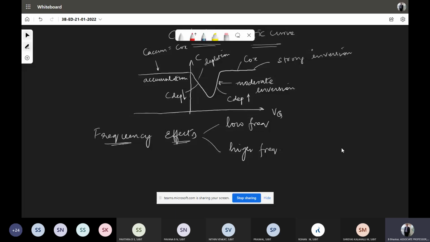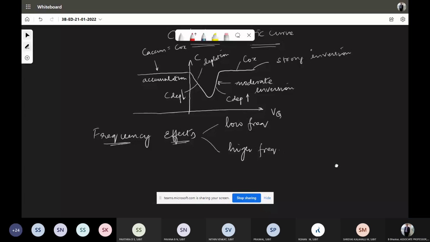One is the DC, the other one is the AC. The differential change in the charge, what we indicate there, is because of the AC component, which is sitting on the DC. And that AC can have a lower frequency or a higher frequency. Am I audible and is the screen visible? Yes, sir. Okay.